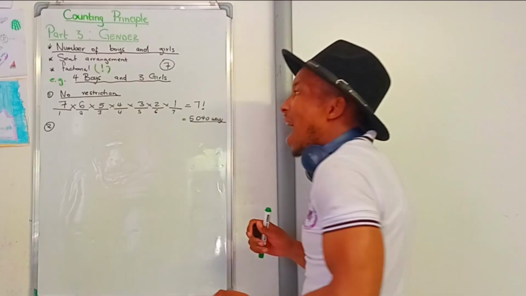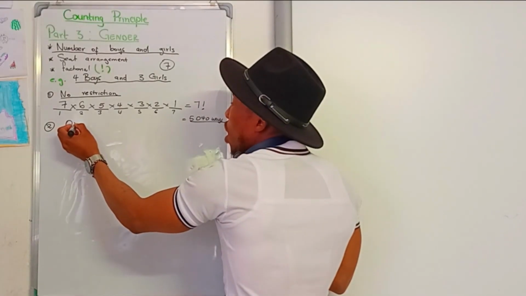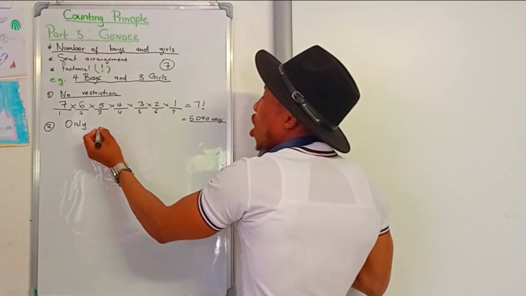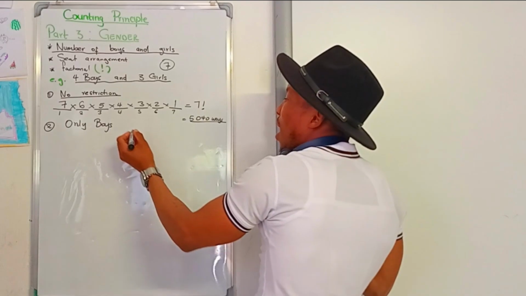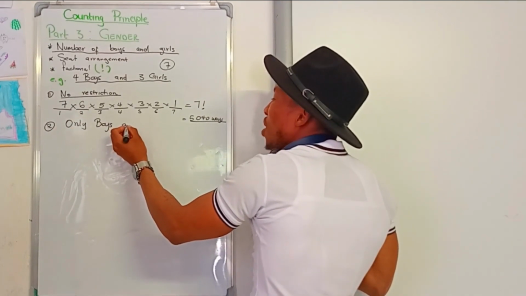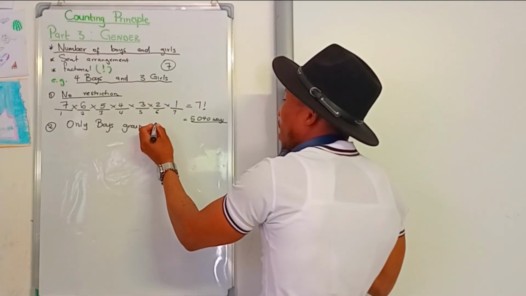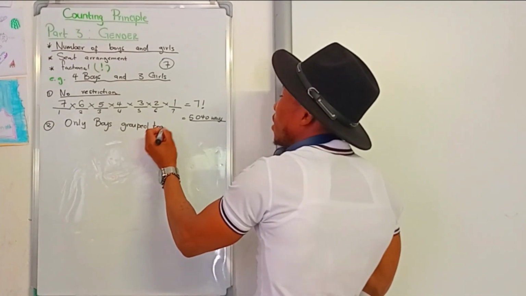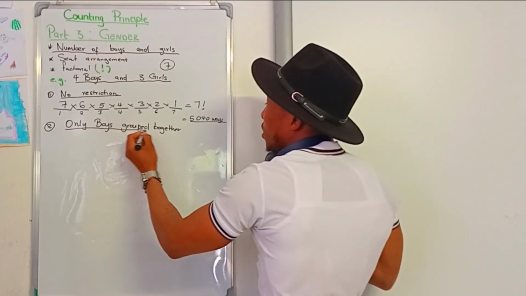Then after that, they are just going to ask you the second question: do the arrangement whereby only boys are grouped together. Only boys are grouped together. What's happening when only boys are grouped together? How many arrangements are going to be created?